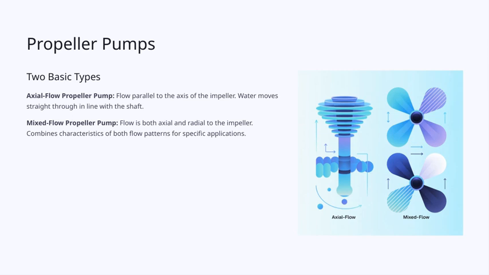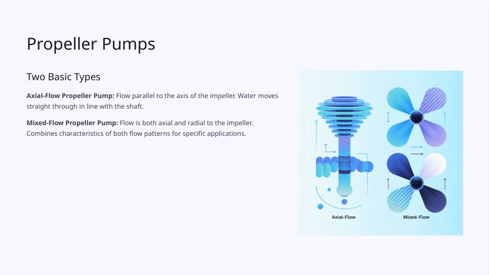Let's take a closer look at propeller pumps and the two basic types. First, there's the axial flow propeller pump. In this type, the flow of water is parallel to the axis of the impeller, meaning water moves straight through in line with the shaft. This design is particularly effective for moving large volumes of water at relatively low pressures.